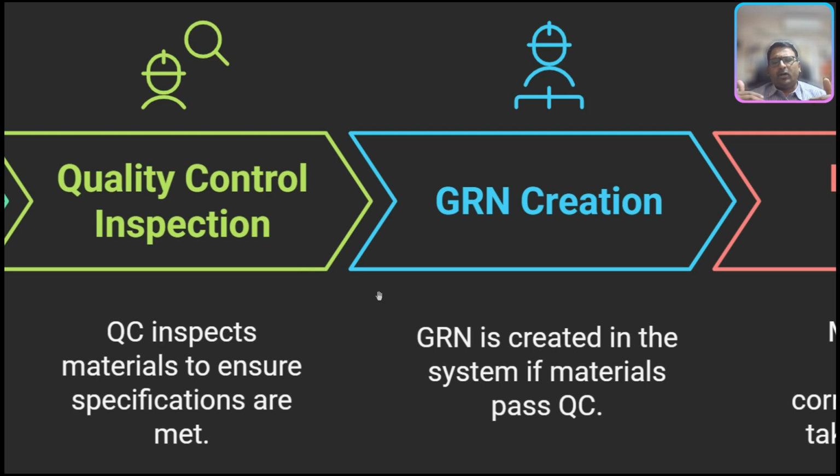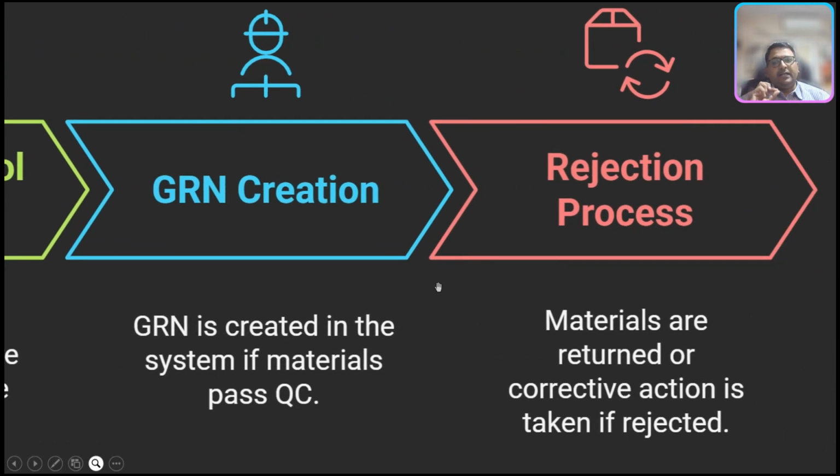In some organizations, like those which run an SAP environment, the GRN is created before the quality inspection, but it is not moved to something called free stock. It is held up, and only once quality confirms that the material is as per the requirements, the quantity is added to the free stock. Once the GRN is created, then it goes to the next step.